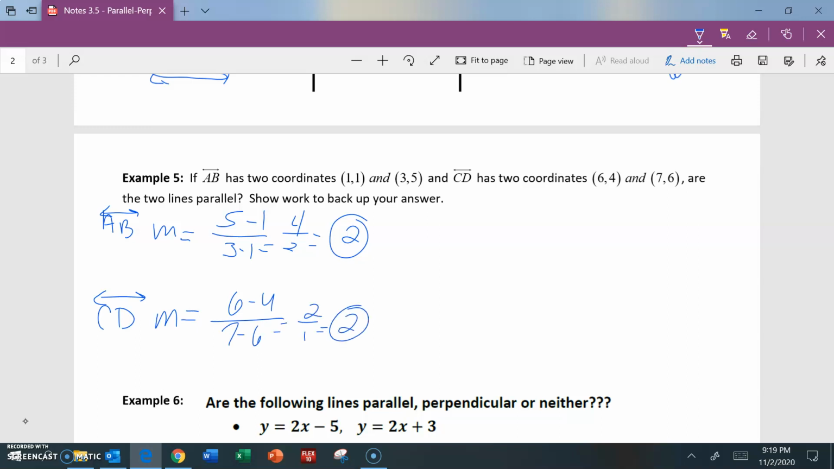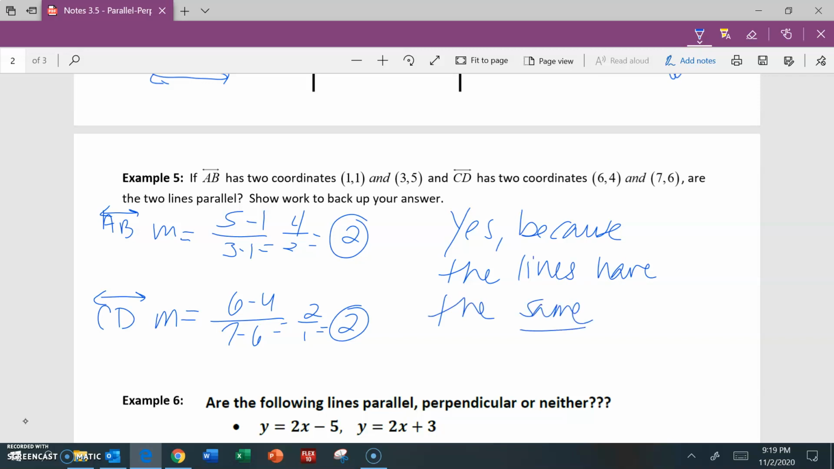So are the two lines parallel? Yes, because the lines have the same slope. And our work backs that up, okay?